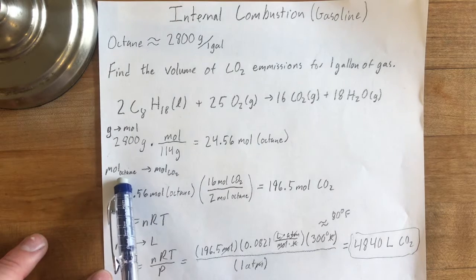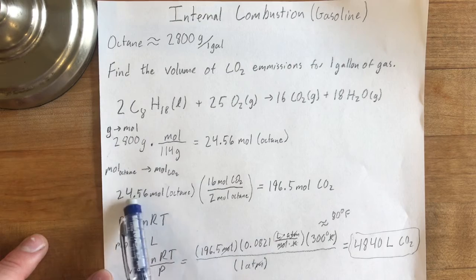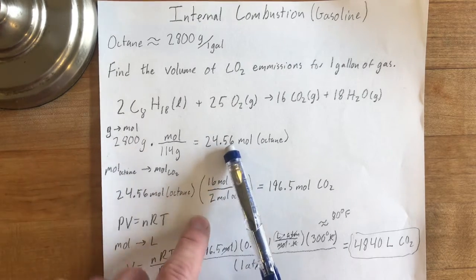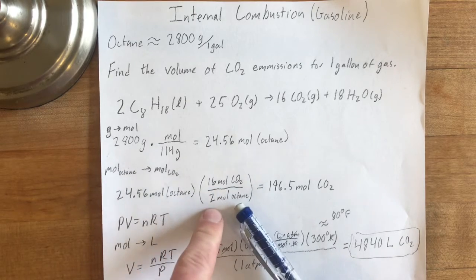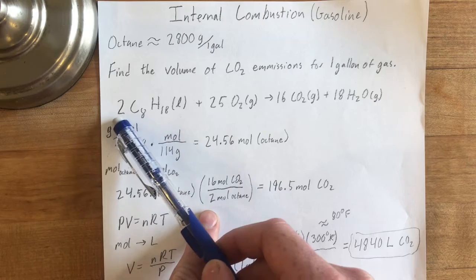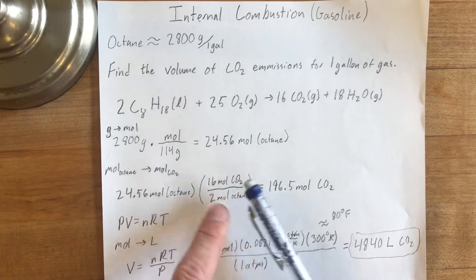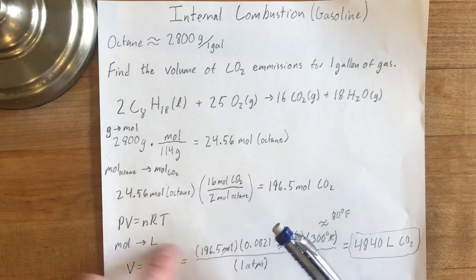And then from the moles of octane, we need to transfer that into moles of carbon dioxide. So we have our 24.56 moles of octane, and the ratio of moles of CO2 to moles of octane is 16 to 2, which is 8. So you multiply this by 8 and get the moles of CO2, which is 196.5.